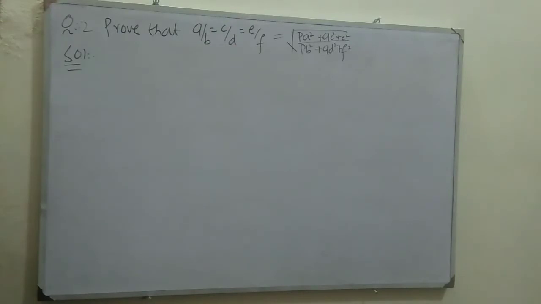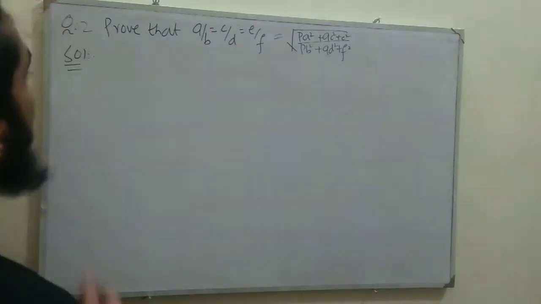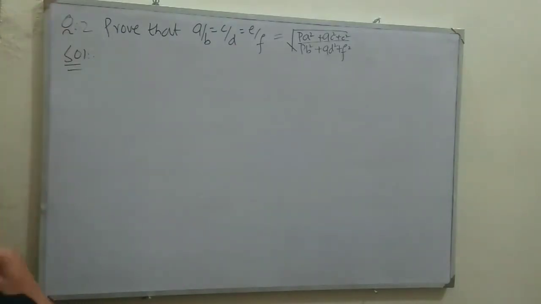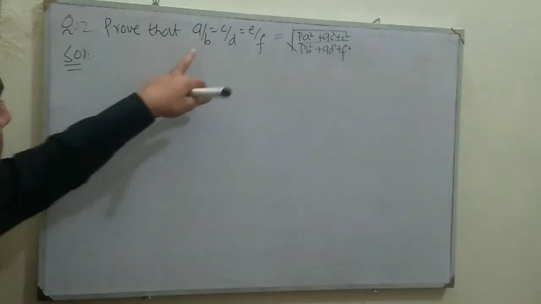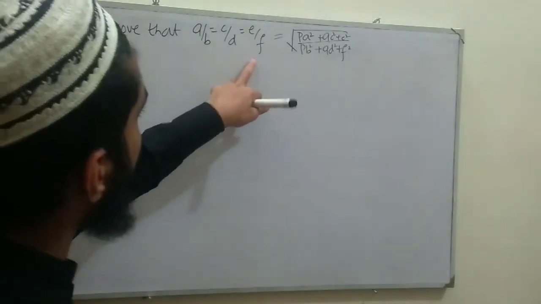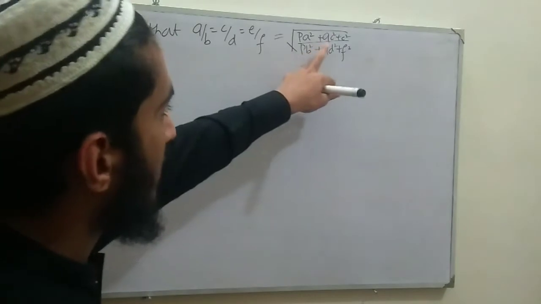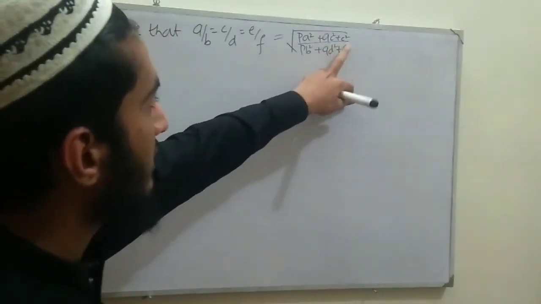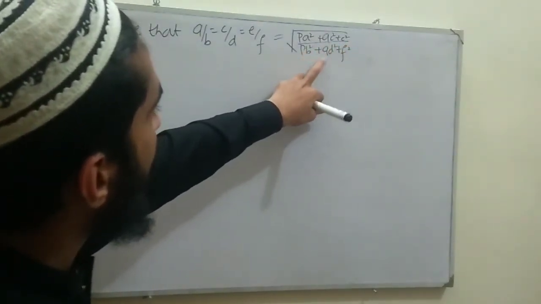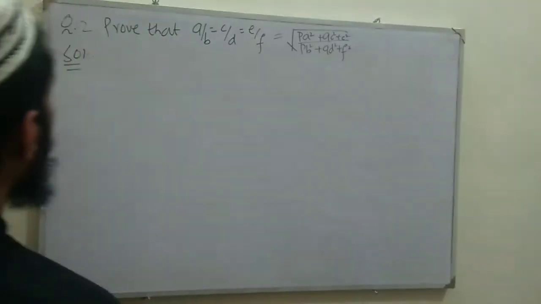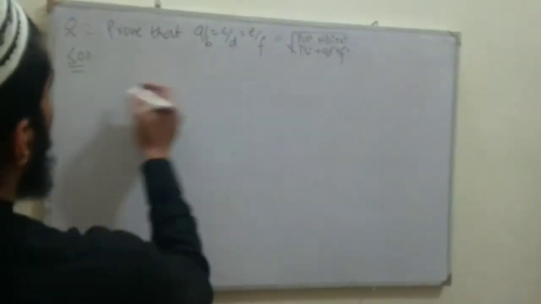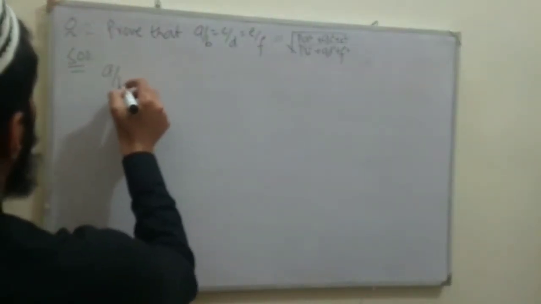Now move to the second question of exercise number 3.4. Question number 2 tells that prove that if A by B is equal to C by D is equal to E by F, then it must be equal to the square root of (PA square plus QC square plus E square) divided by (PB square plus QD square plus F square). Taking A by B is equal to C by D is equal to E by F, let's suppose it is equal to K.